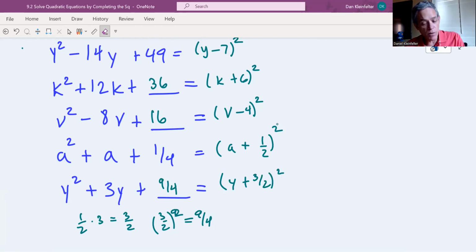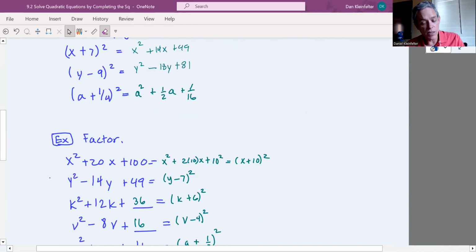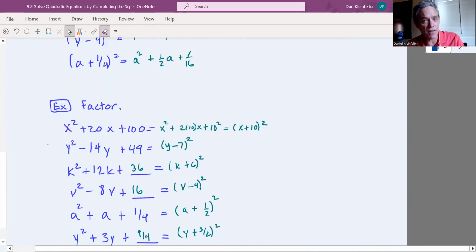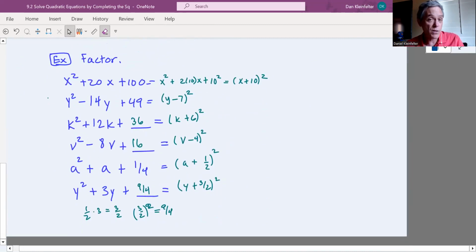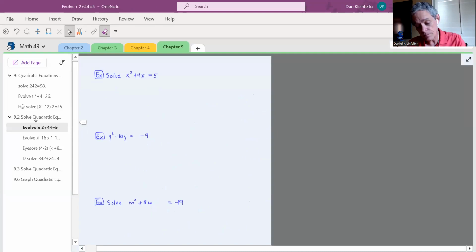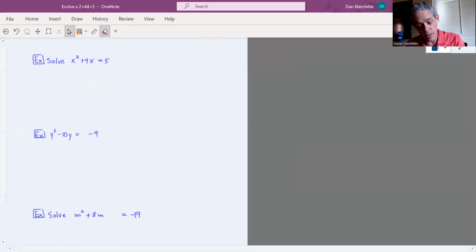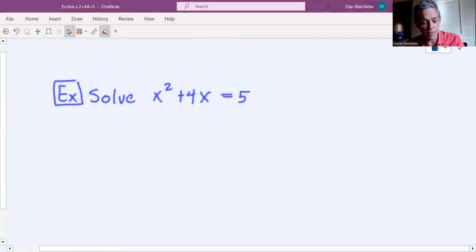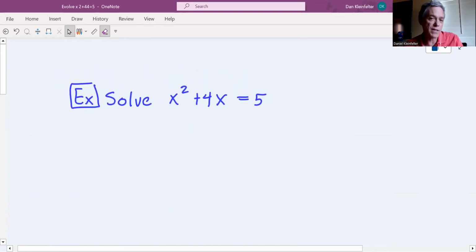All right, so this has been a really quick review of how you use these perfect square trinomial formulas to help you do multiplication and factoring. We're going to use them right now to help us with completing the square. Okay, so let's take a look. So we want to use the completing the square idea to help us solve this equation. We've got x squared plus 4x is equal to 5.